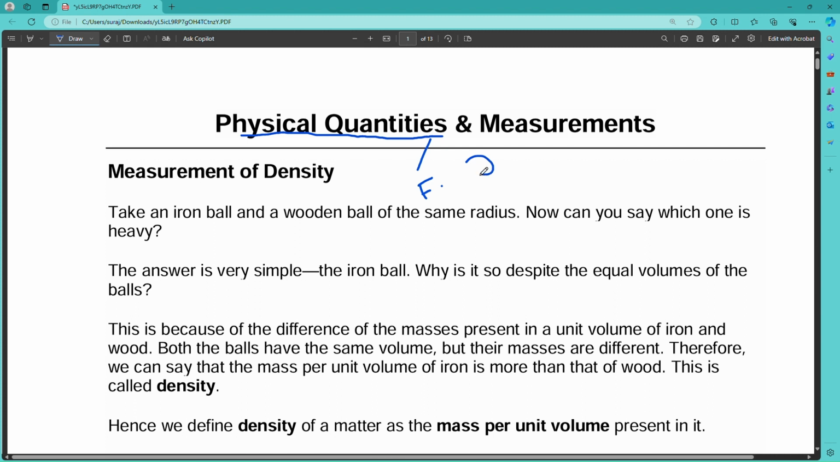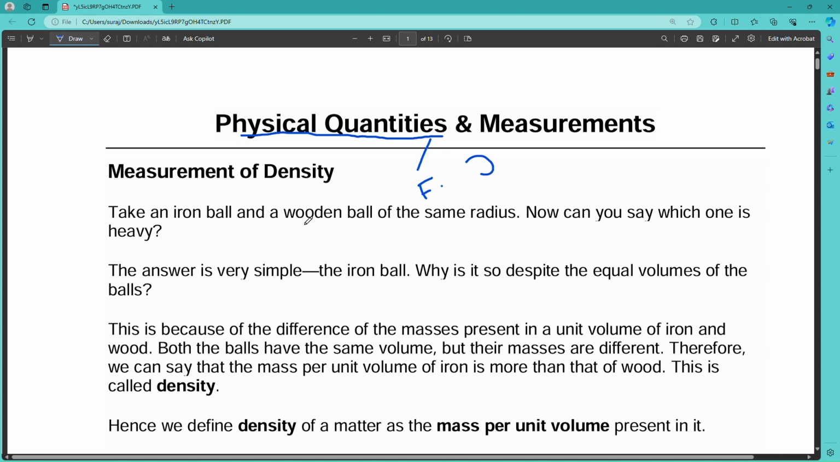The fundamental physical quantities are all those quantities which can be defined independently, or they don't depend upon other physical quantities to identify them. But the derived physical quantities are obtained by the multiplication or the division of the fundamental physical quantities. In your text, the first concept is density. In your class you have to first understand what density is. Density is a derived physical quantity.